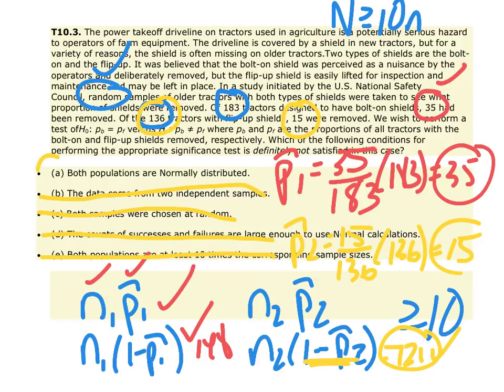Letter A has a couple of big issues with it. It says both populations are normally distributed. The first issue is we wouldn't say it's normally distributed. We would say it's approximately normally distributed because we had to check the conditions for that. The other thing is, it's not both populations, but what we're taking here is a sampling distribution. So the samples are normally distributed, not the populations. So this one has an issue for both of those reasons.